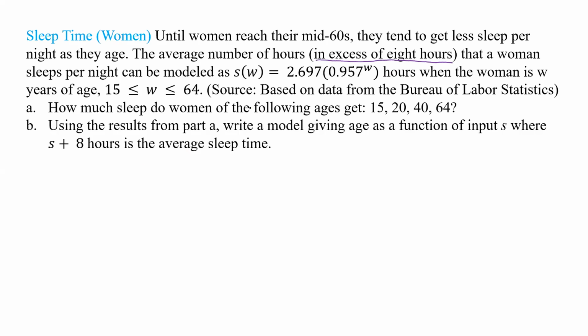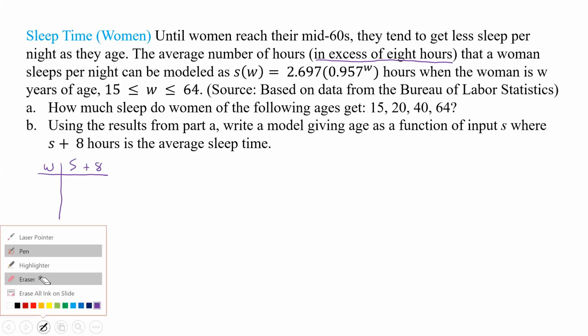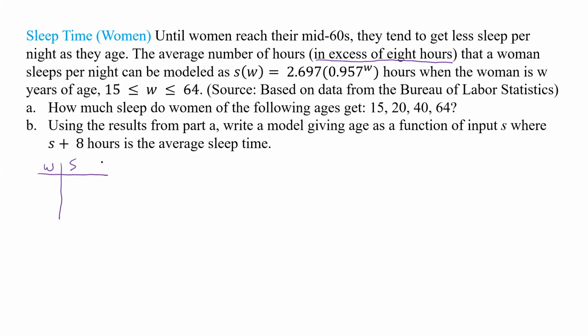So now it's asking, how much sleep do women of the following ages get? 15, 20, 40, and 64. All right, so that means W is going to be that, and our sleep, and I'm going to say sleep plus 8. Well, actually, let's not do sleep plus 8 on the first column. Let's do sleep by itself, and then we'll do another column and do sleep plus 8. Okay, so we're going to do 15, 20, 40, 64. So let's just plug in the values and see what we get for S, and then after that, we can do this. All right. Using results in part A, write a model giving age as a function of input S, where S plus 8 hours is the average sleep time.